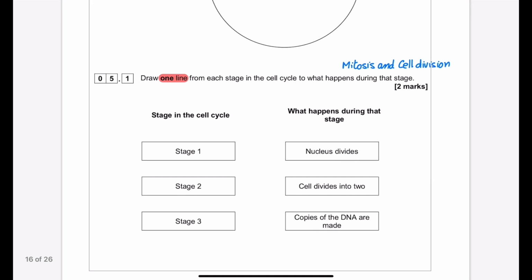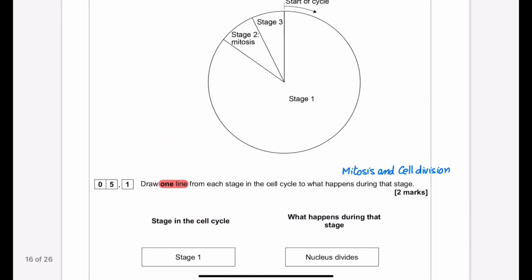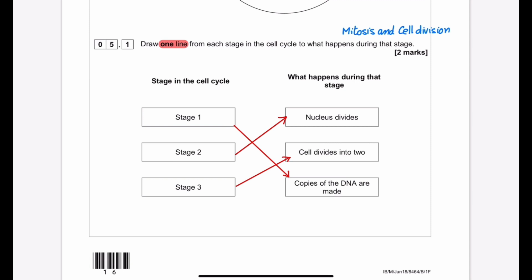Stage number 1 is the stage in the cell cycle when the DNA is going to replicate itself. So we draw one line from each stage. In stage number 1, the DNA is going to make its copy, meaning every single chromosome is going to make a copy of itself. Stage number 2 is mitosis, where the nucleus will divide, and in stage number 3 the cell will divide fully into two.